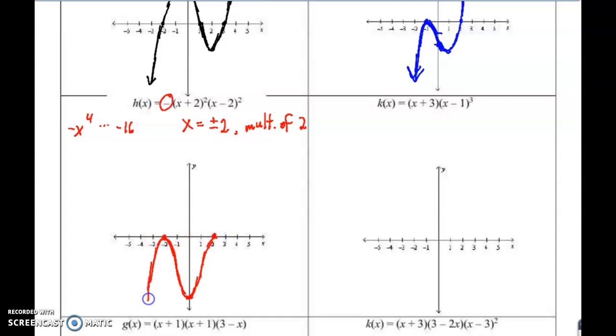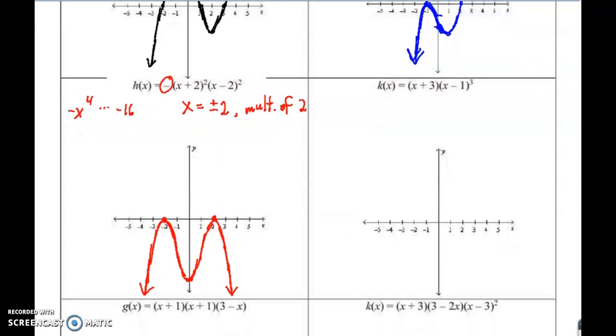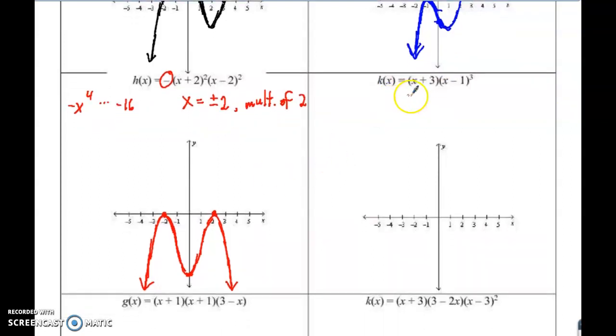It confirms that you have a negative leading coefficient, so the end behaviors are both falling, just like that. I think I'm answering everything in the directions. Hopefully I'm not missing anything. So the next one, x equals -3 has a multiplicity of 1, but x equals 1 has a multiplicity of 3. So -3 and 1.